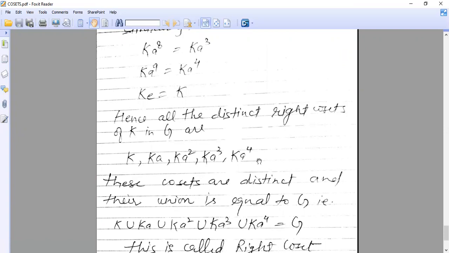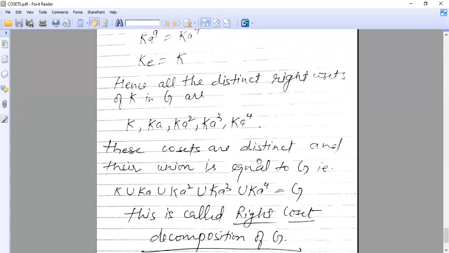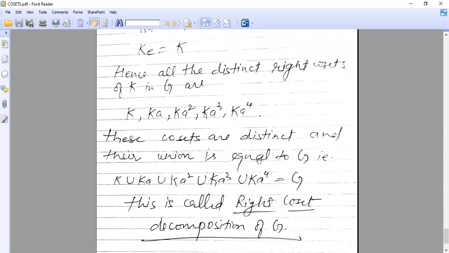So these are distinct right cosets. That means there is nothing common between these cosets, and when you take the union of these 5 cosets, that will give you the whole group G. This thing is called right coset decomposition of the group G. So these are two examples of how to find left cosets and right cosets of a subgroup in a group G.